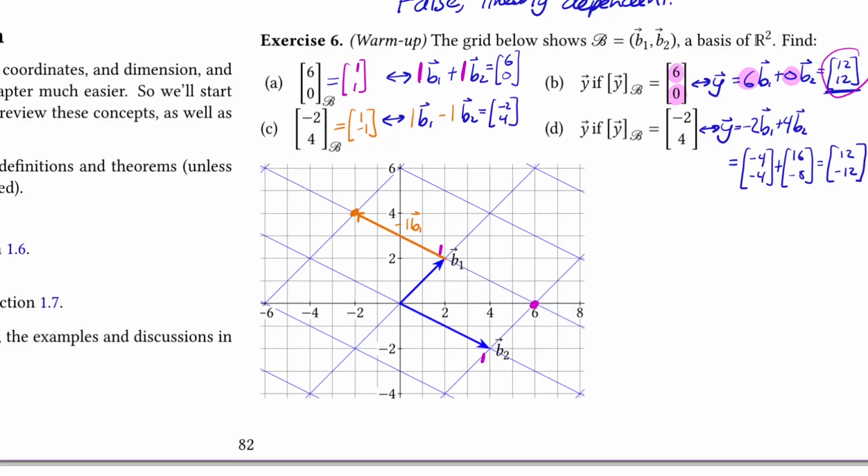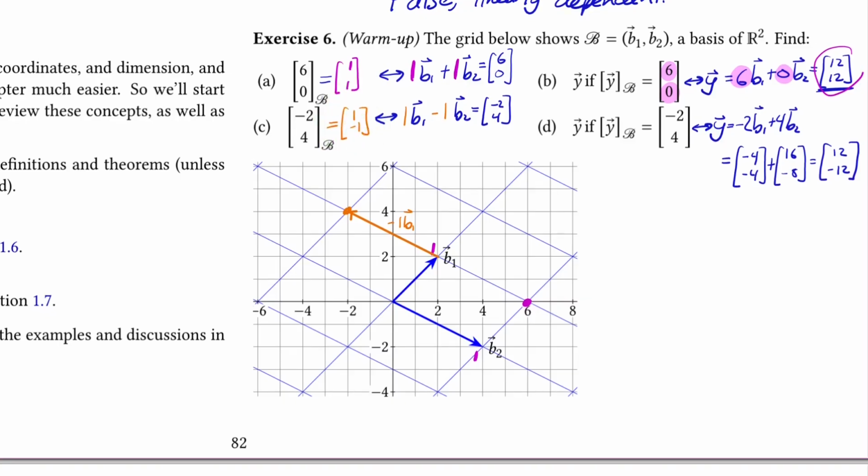Likewise with part C, we are trying to find the B coordinates right now. So the B coordinates, again, are like where you go on this different slanted grid. And you have to go 1 in the B1 direction and -1 in the B2 direction. That takes you to the point -2, 4. So the B coordinates are 1, -1.